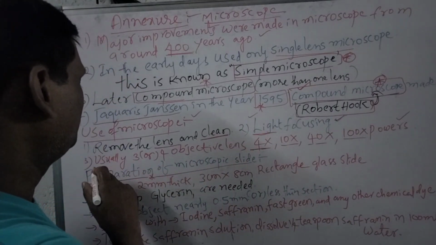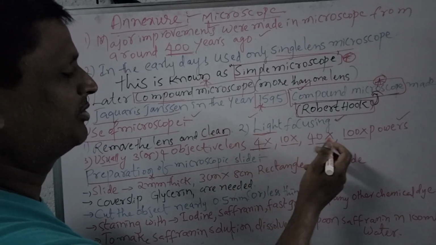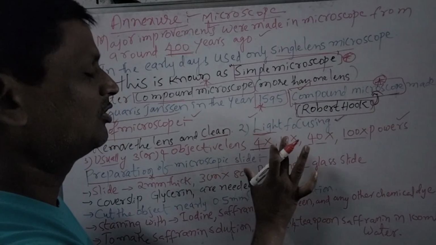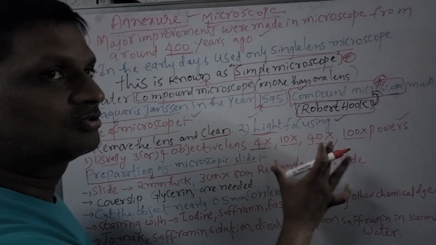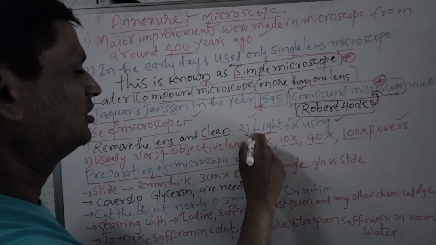Next, usually in the microscope there are 3 or 4 lenses of powers 4x, 10x, 40x and 100x. This is about the compound microscope. In the compound microscope more than one lens is used. That is very important.